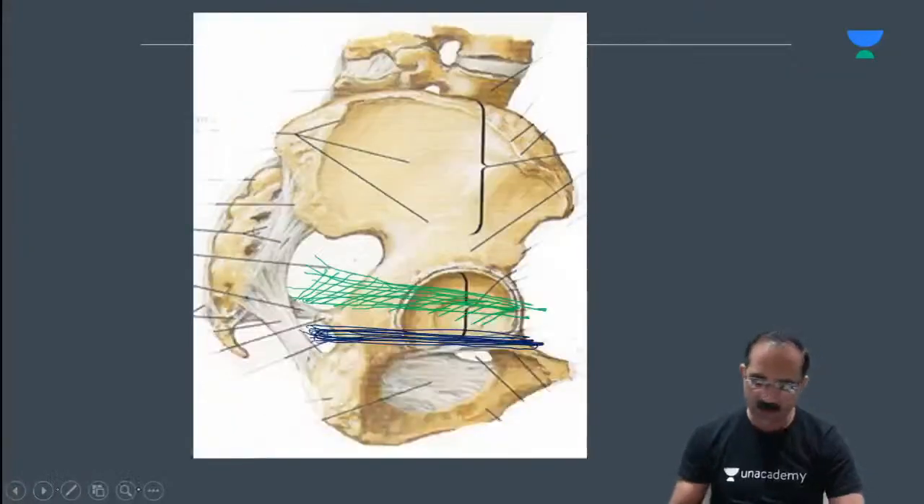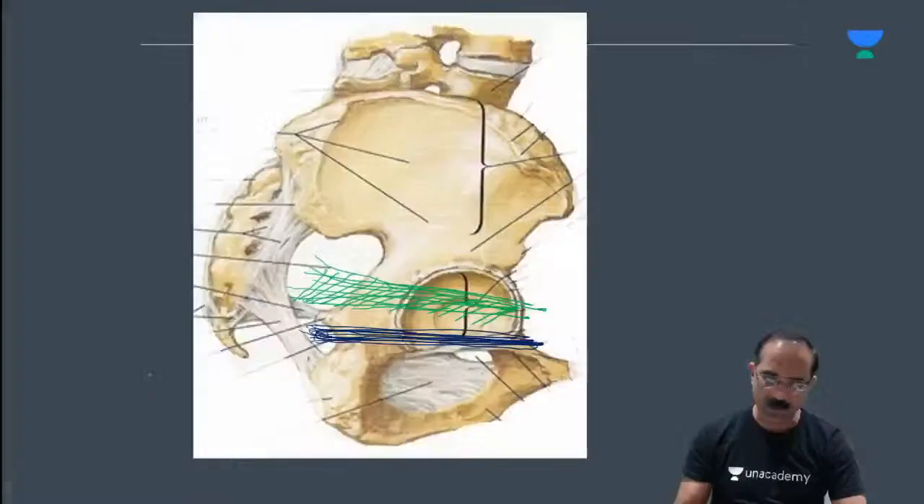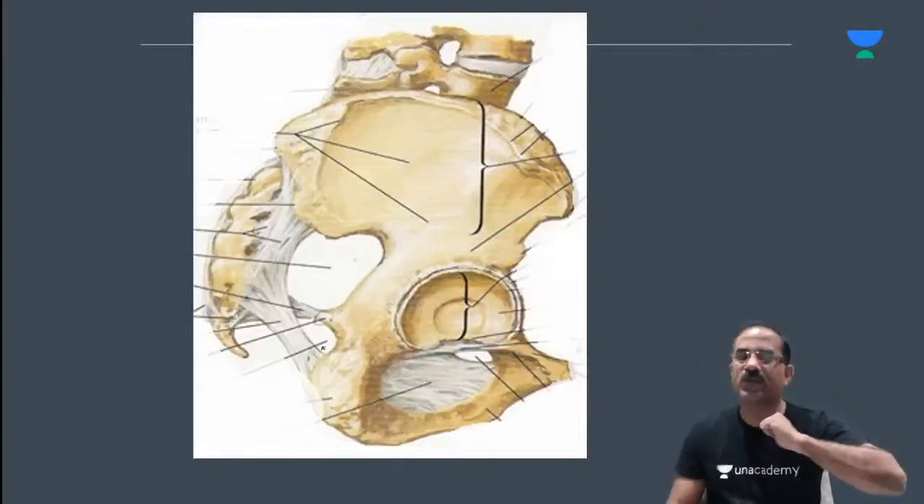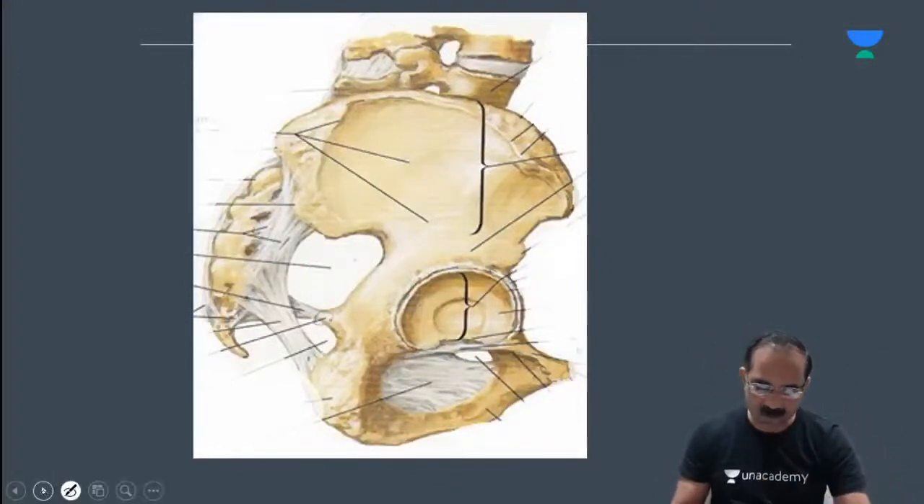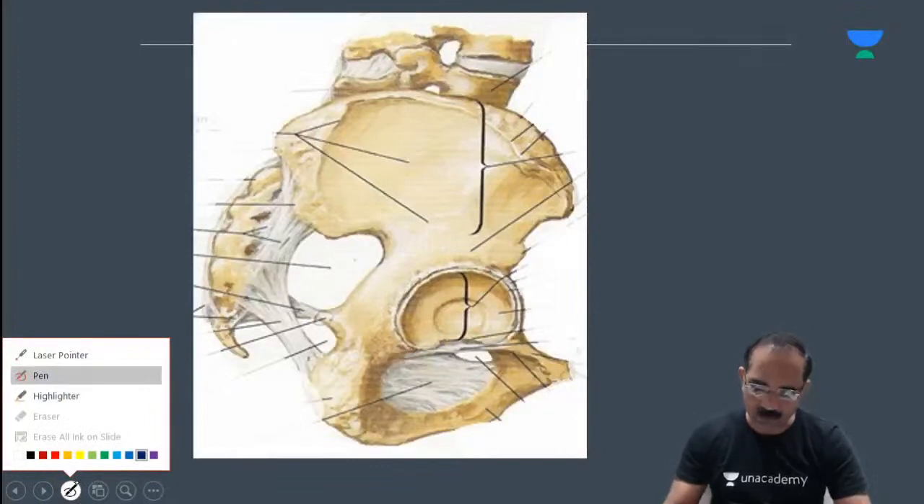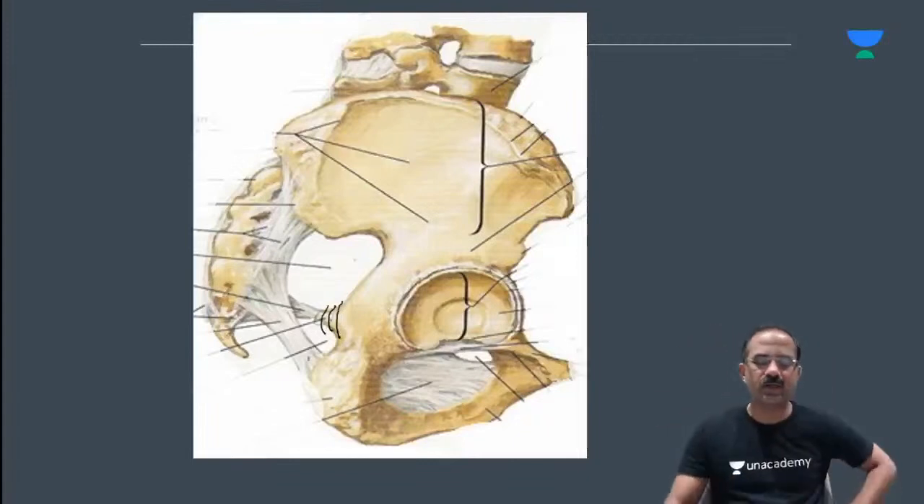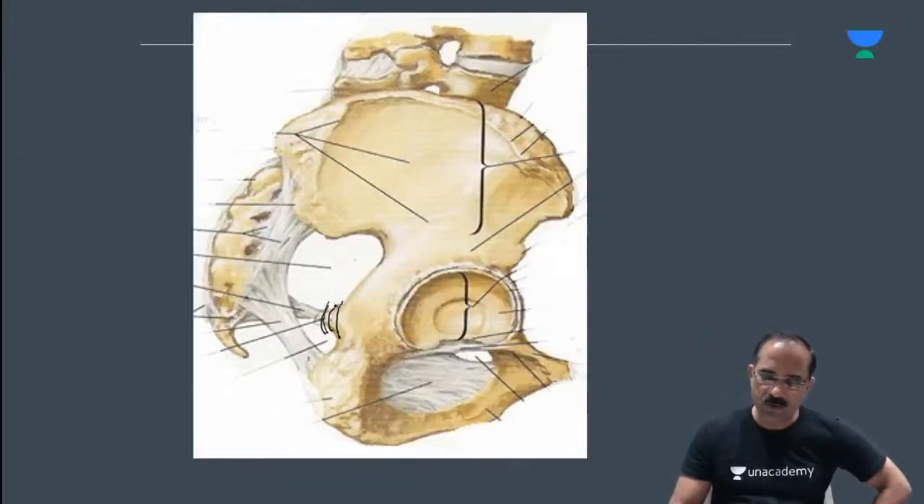The pudendal nerve and the internal pudendal vessels come out through the greater sciatic foramen. There are three structures which get out through the greater sciatic foramen. These three structures will wind around the ischial spine. Can anyone answer this? What are these three structures which are going to turn around the ischial spine in sequence?